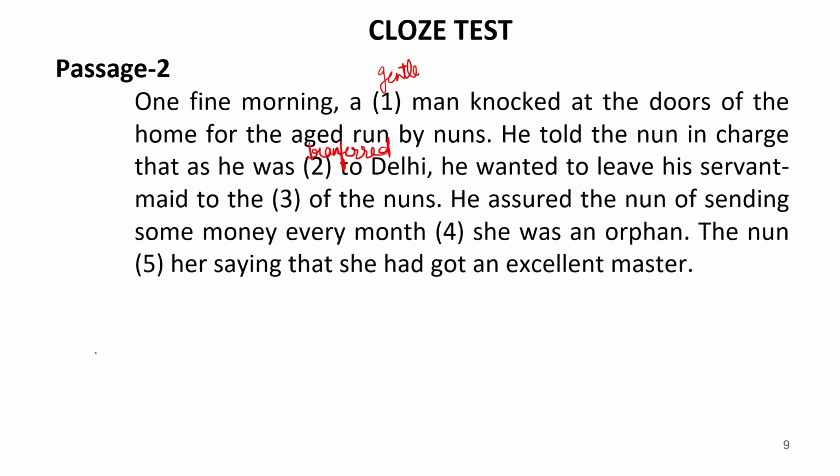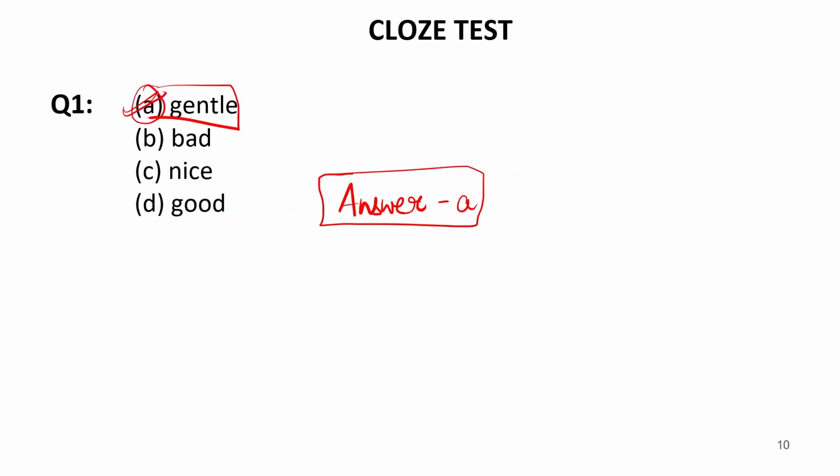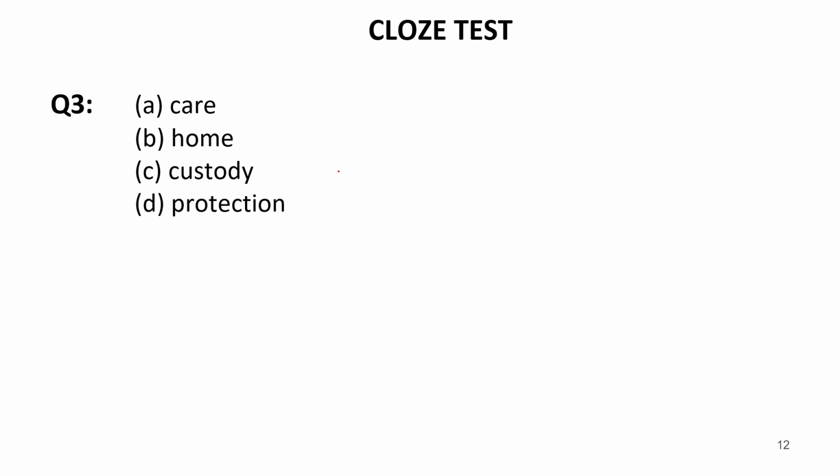He wanted to leave his servant maid, now this is servant maid, to the dash of the nuns. So to the care of the nuns, home of the nuns, custody of the nuns, or protection of the nuns. Obviously, if he is going to leave his maid servant, it means he wants the nuns to take care of her. So here, to the care of the nuns. Custody is used for a criminal in the custody of the police. Home, obviously he has gone to the aged, not the home. Protection.